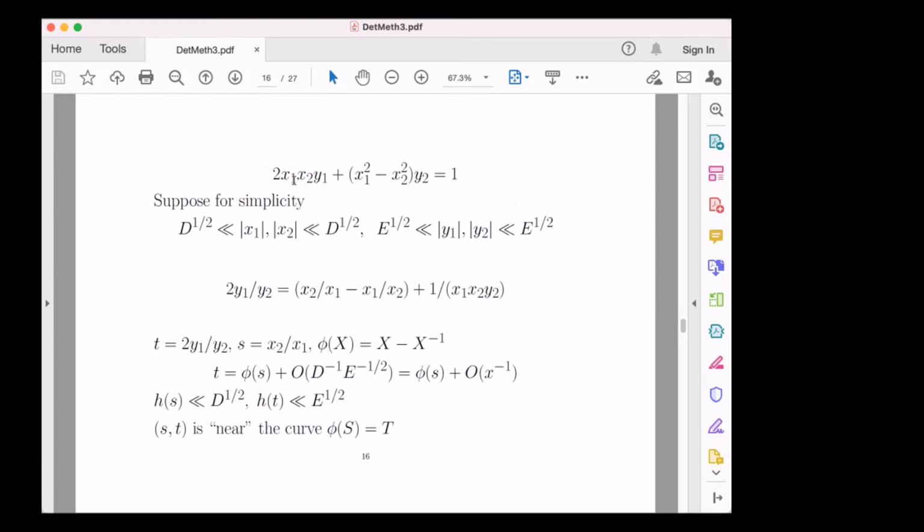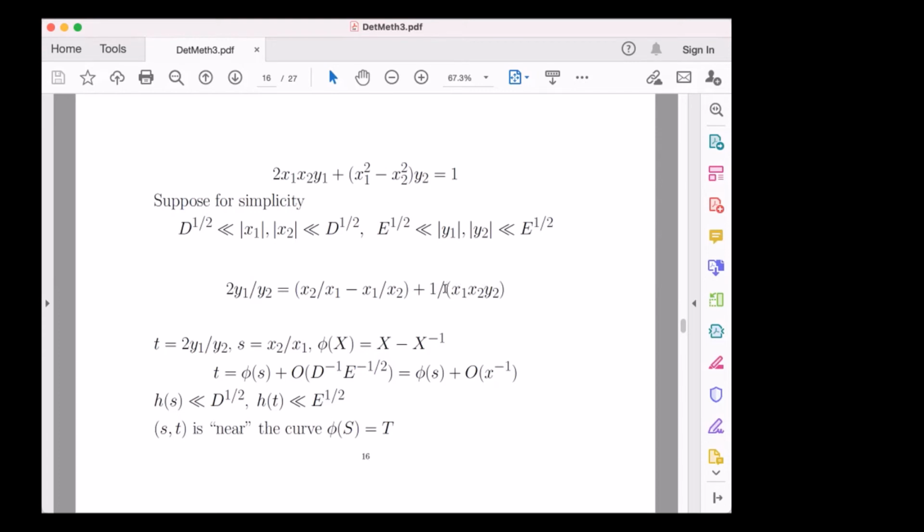I'm going to divide this through by y2 and by x2 squared, is that right? Or x2? No, by y2 and by x1, x2, and rearrange things, and what I get is an equation like that. I'll call the quantity on the right t, and I'll write s for x2 over x1, and I'll write phi for the rational function capital X minus x inverse, so that this equation here says that t is phi of s, plus this little bit here.